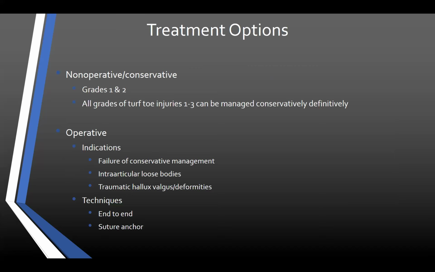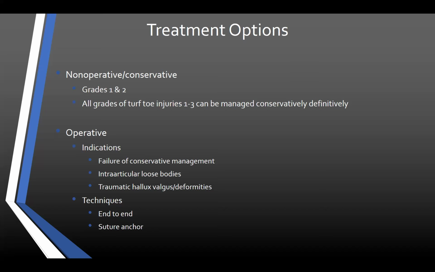As with most things in orthopedics, we have our conservative or non-operative management and our operative options. Non-operative treatment is, for the most part, the go-to choice for grades 1 and 2 injuries. We'll go through the literature and look more in depth at it. But really any grade of turf toe, 1 through 3, could be managed definitively with conservative management, depending on what the situation calls for.